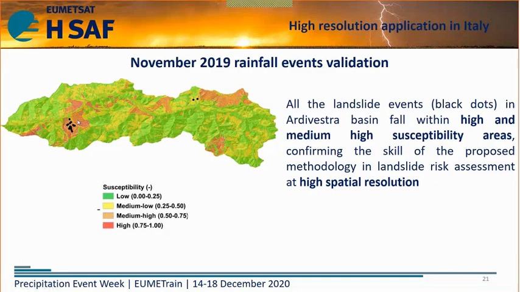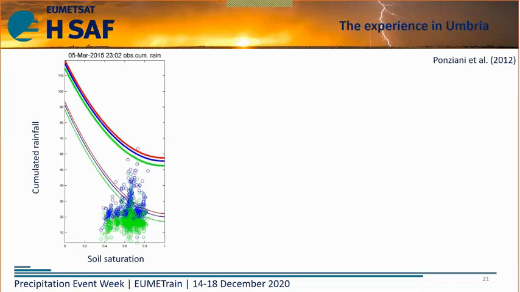So also in this case, we have seen that the proposed methodology is able to assess the landslide risk also at high spatial resolution, also by considering satellite rainfall and soil moisture data.